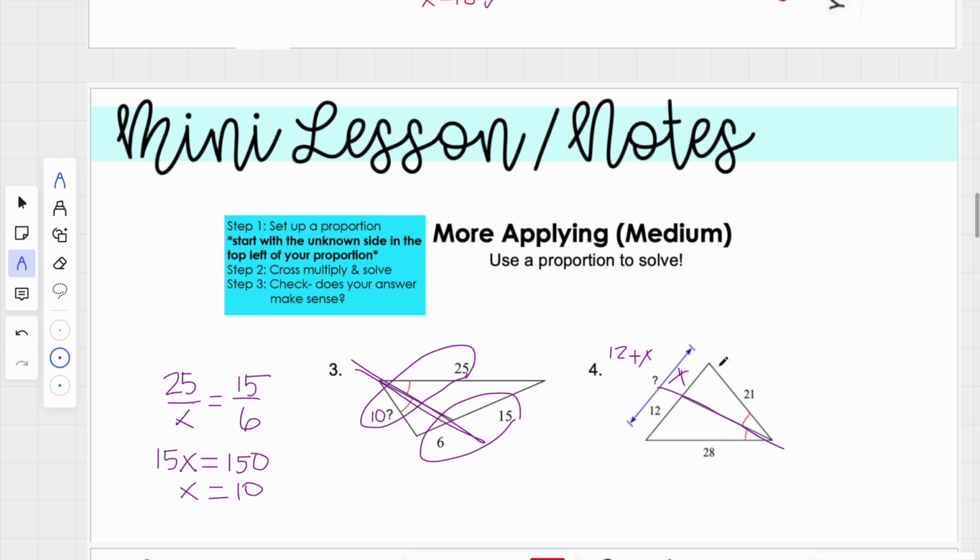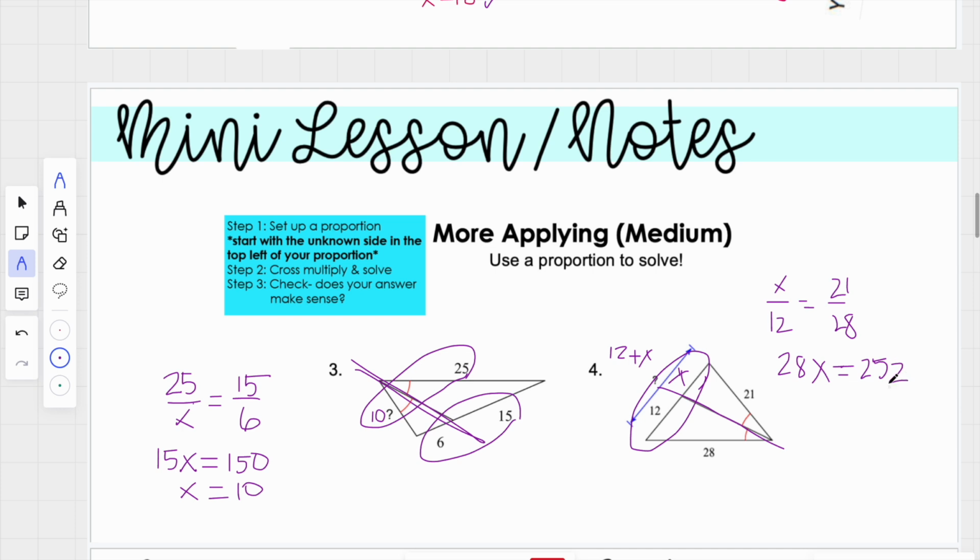All right. So let's go ahead and set up our proportion. So x over 12 is going to end up equaling 21 over 28. All right, cross multiply. So we have 28x is equal to 12 times 21. So I think that's 252. Is that right?